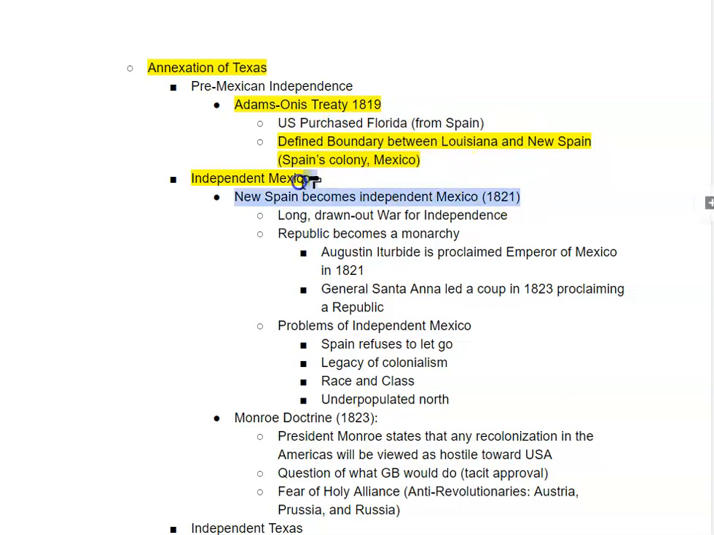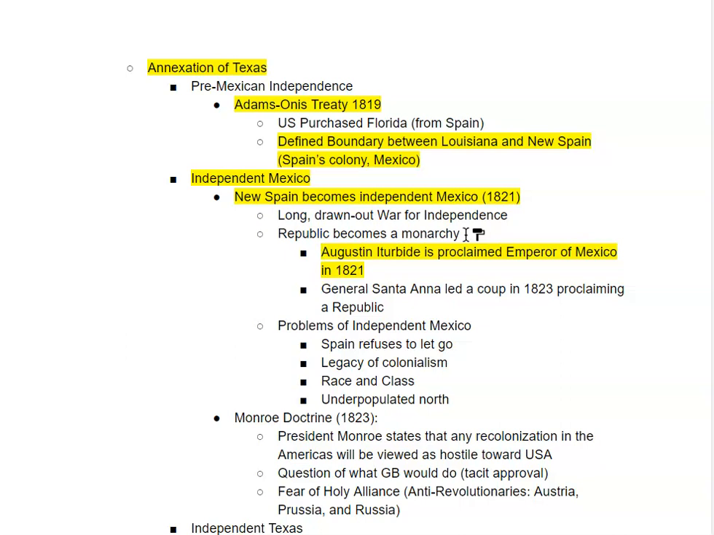But by 1821, Spain recognizes the independence of Mexico, and the colony formerly known as New Spain becomes known as Mexico. It was a long, drawn-out war for independence, and they initially become a monarchy. There were those who thought that it would become a republic, but one of the conservative generals, Agustin Iturbide, led troops, and at the end of this conflict, when no suitable monarch could be found, he becomes proclaimed the Emperor of Mexico in 1821, shortly after the war.